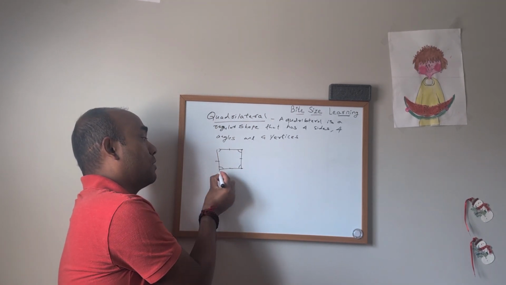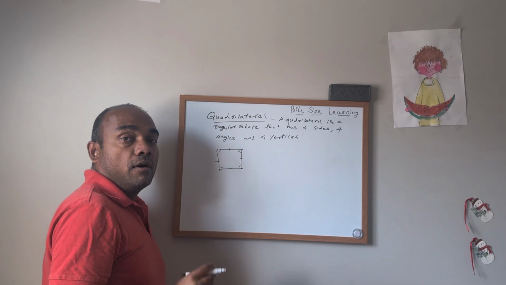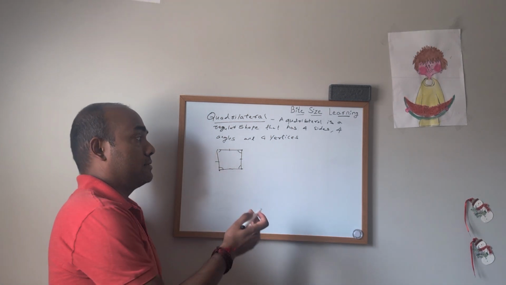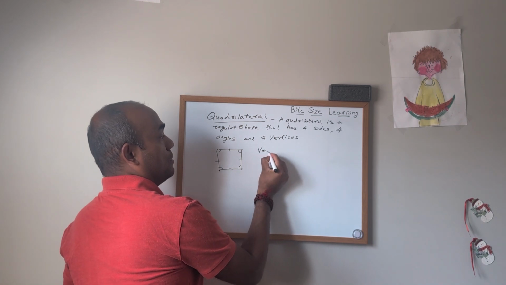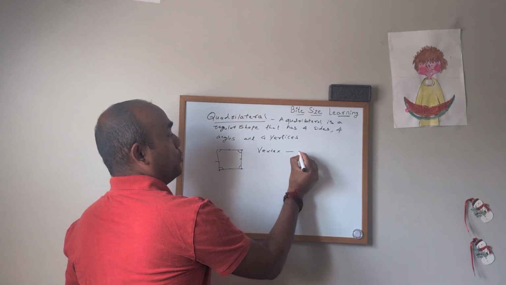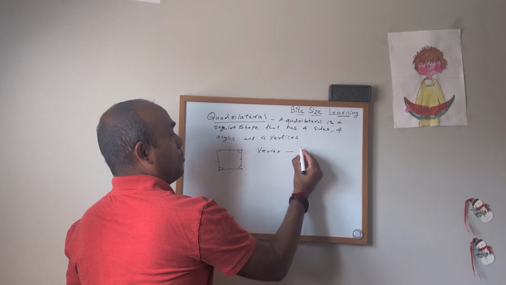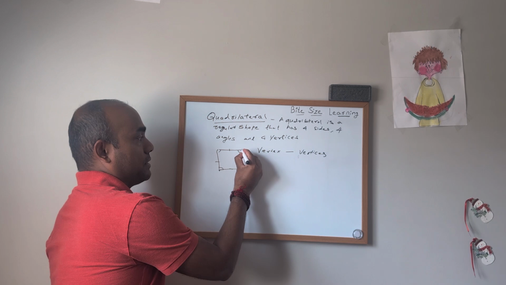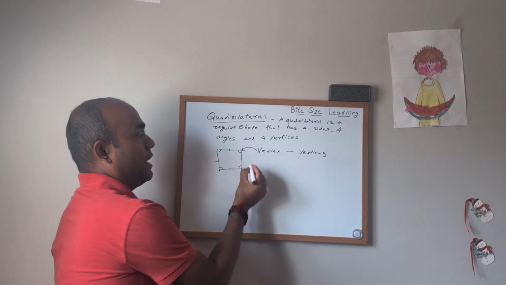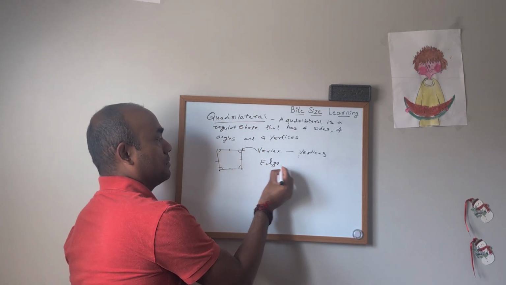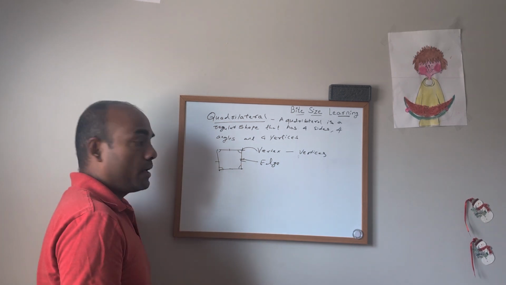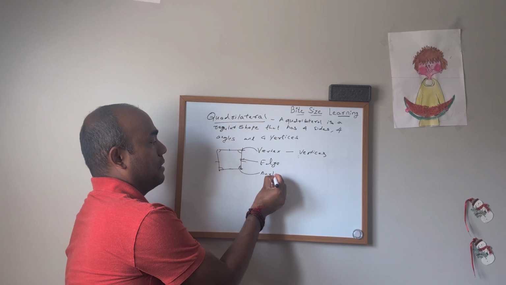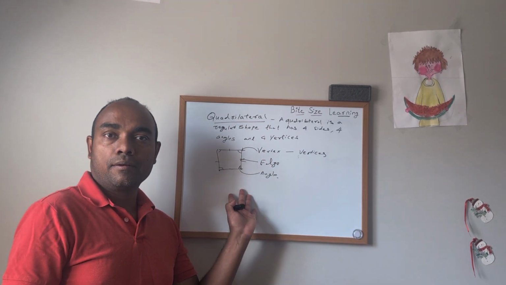So what is a vertex? A point where 2 or more lines intersect is called a vertex, and the plural is vertices. So this is a vertex. This is a vertex. Edge. This is an edge. Angle. This is an angle.